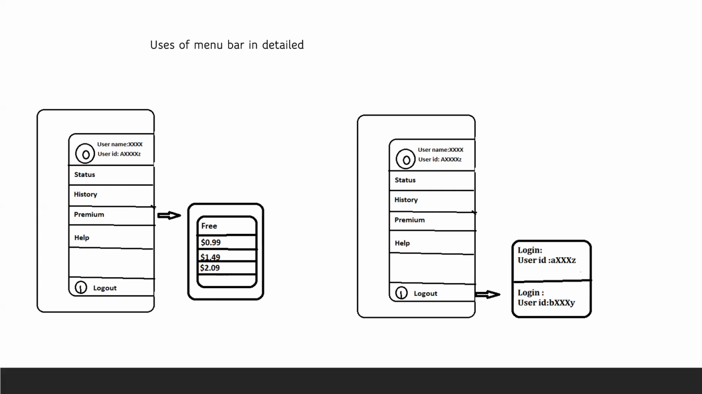Suppose there is a lock with user ID AXXZ. After clicking on AXXZ, we switch the user to AXXZ. Suppose the lock BXXY. After clicking on BXXY, we switch the user to BXXY.